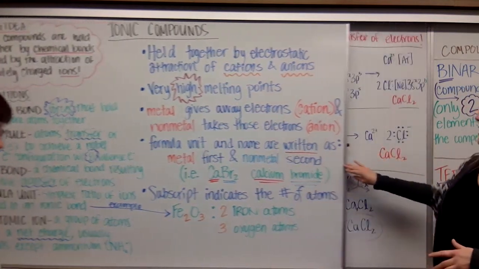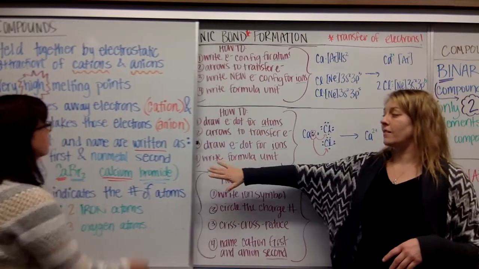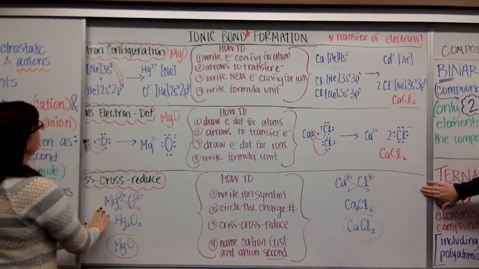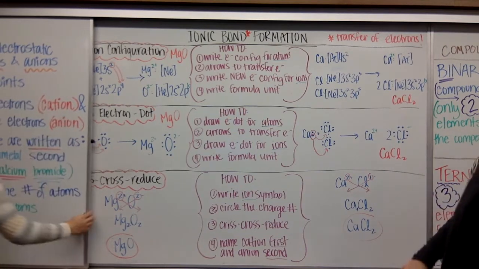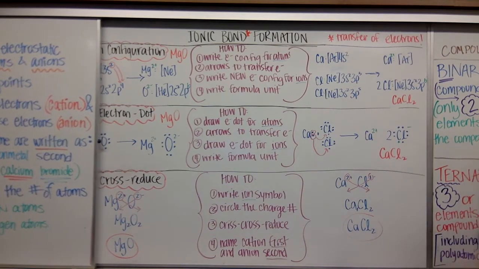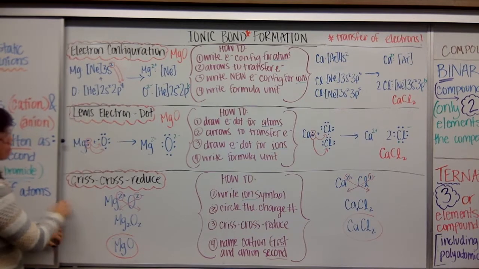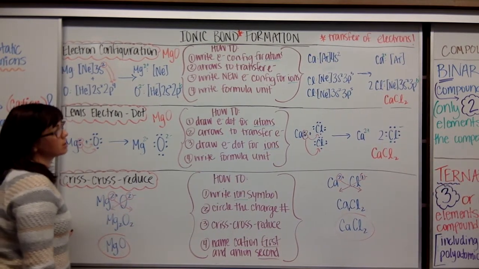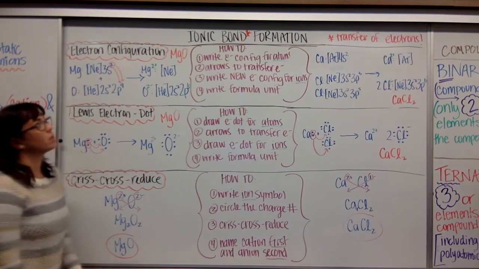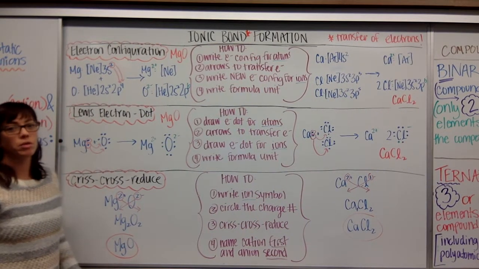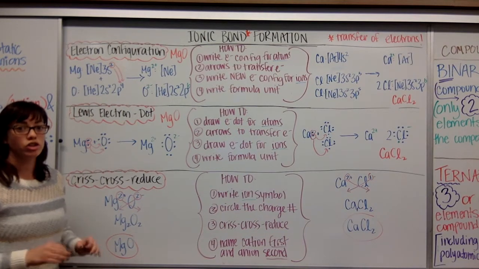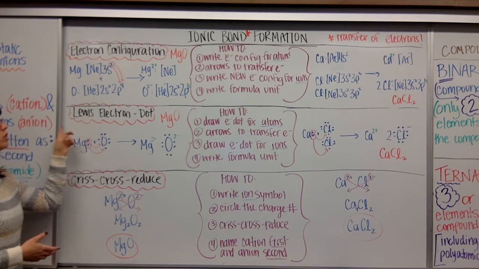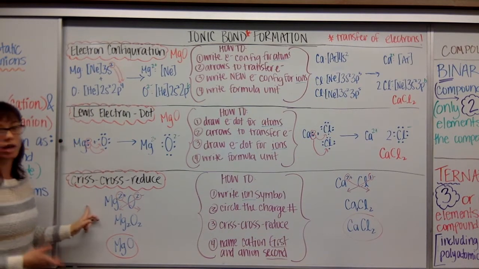We're going to get a little bit into how ionic bonds are formed before we actually see how to name them. So, there are 3 different ways that we deal with ionic bond formation. Remember, this is a transfer of electrons. So we're going to show you this by writing our electron configuration and doing electron dot structure, and then we're going to show you a shortcut, actually.